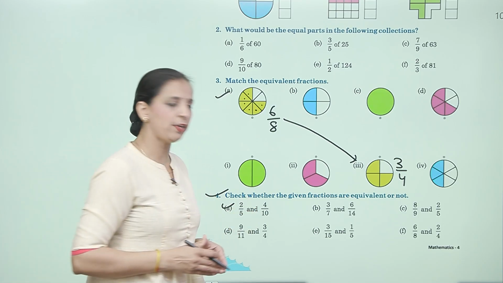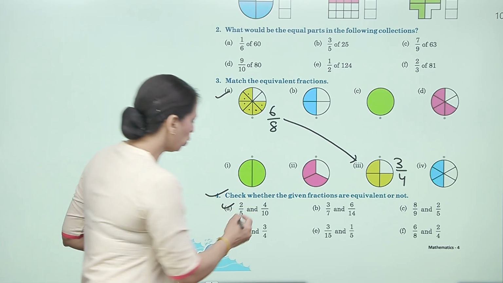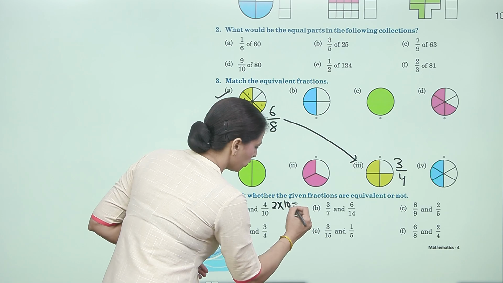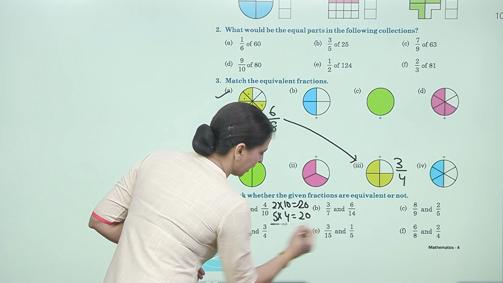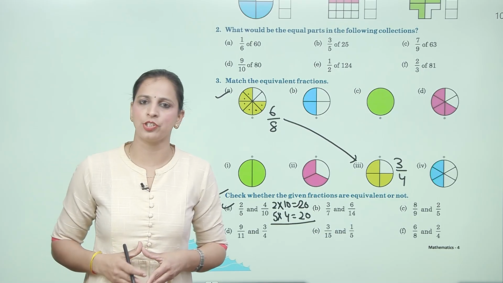A part 2 by 5 and 4 by 10. Now 2 multiplied by 10 is equal to 20 and 5 multiplied by 4 is also equal to 20. That means they are equivalent fractions.